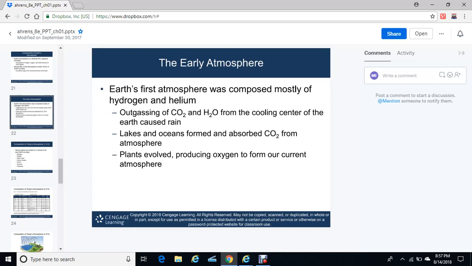And then, in turn, lakes and oceans and water in general are great carbon dioxide reservoirs. They absorb carbon dioxide very well from the atmosphere. Plants evolved during the early atmosphere, and generally, when you have plants, they usually produce oxygen to form basically today's current atmosphere.